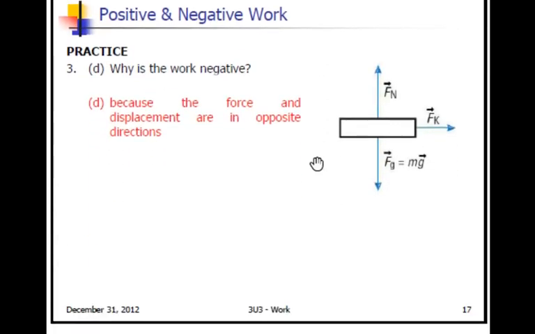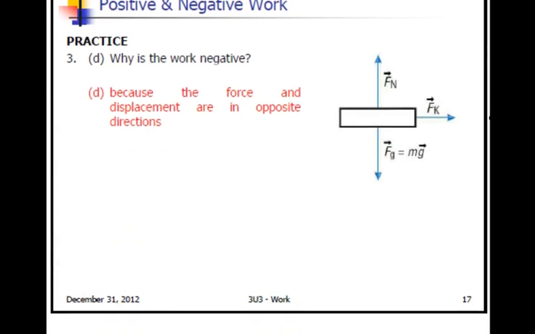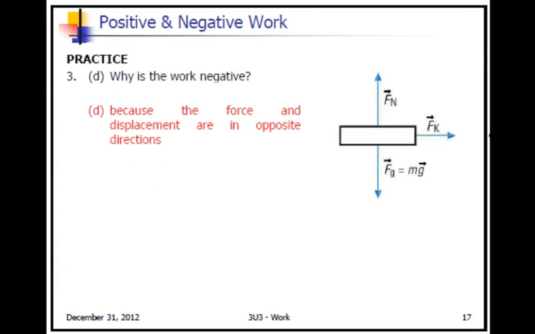Why would the work be negative? Well, displacement and force are in opposite directions. And notice that you have to be consistent. So if you're saying that the force is negative because the displacement is positive, you can't also say that the displacement should be negative because it's going opposite the direction of the force. So they either match in terms of their direction or they don't match, and we have a negative.